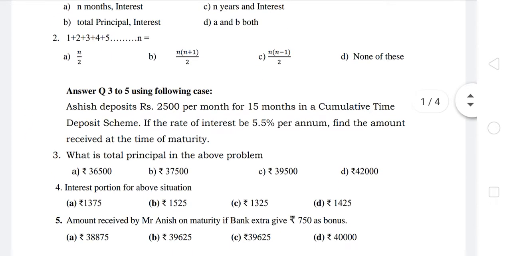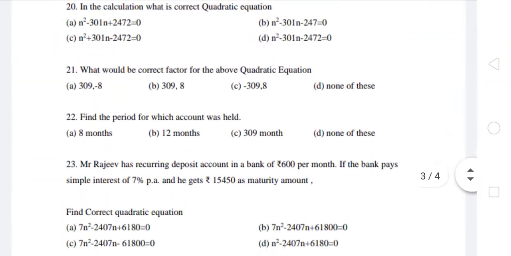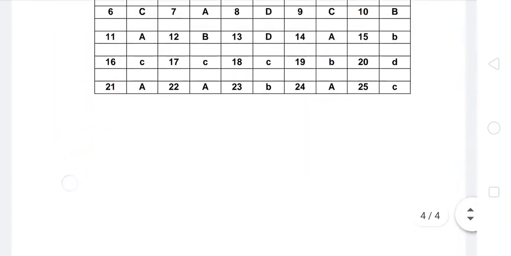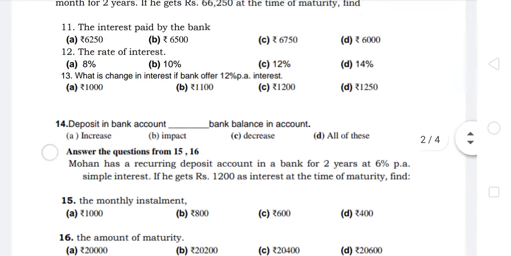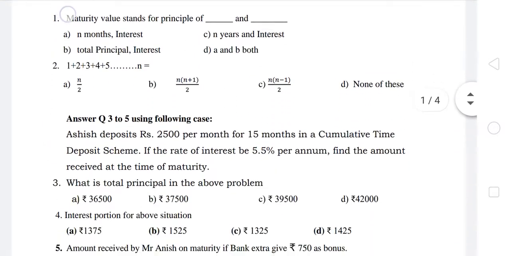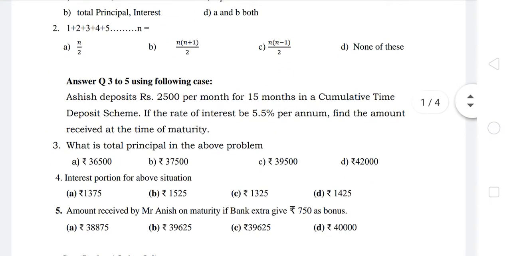Then come to the next question. 1 plus 2 plus 3 plus 4 plus 5 continuing till n. So what's the formula for this? Here, for the maturity value formula, see, come to the third column, second one, answer is B. So for the second one, the answer is n into n plus 1 divided by 2, answer is B.